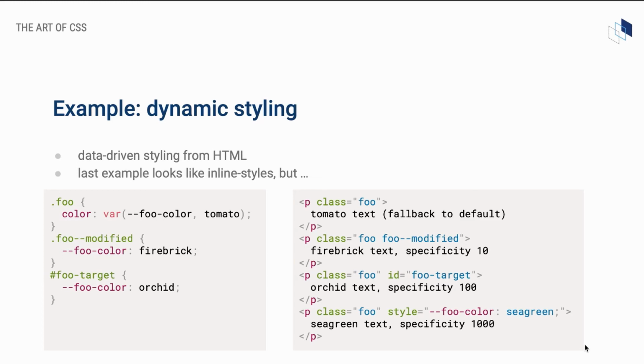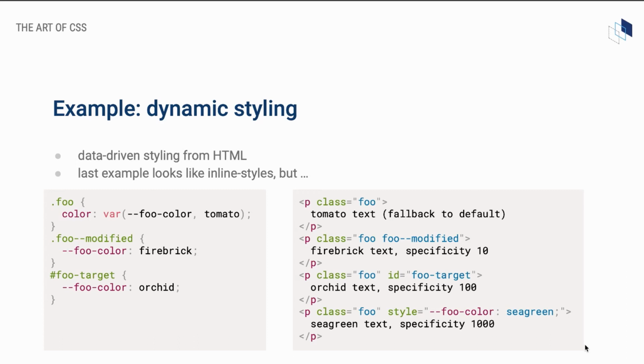In my second paragraph, I've got foo and foo modified. Foo modified is specificity 10. In fact, all the classes are of specificity 10. So here we have color is defined by foo color, and foo color is firebrick. So we end up with a firebrick text in our second paragraph.